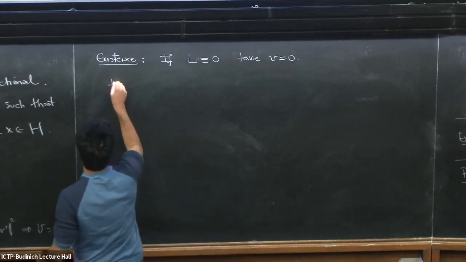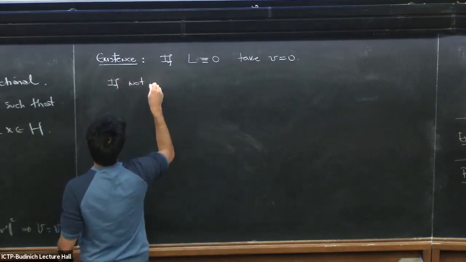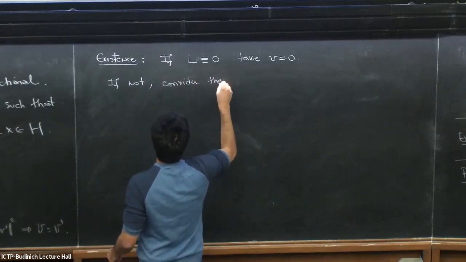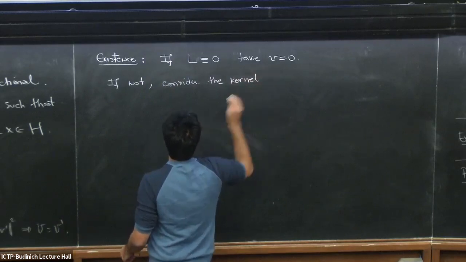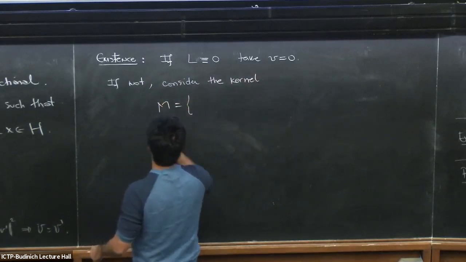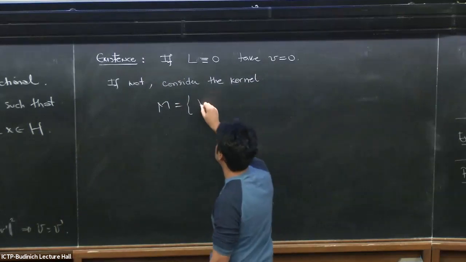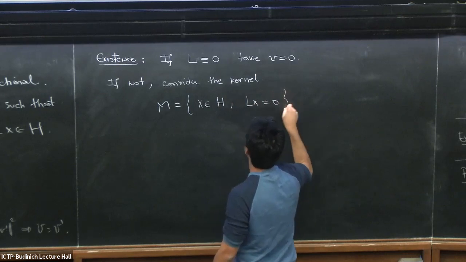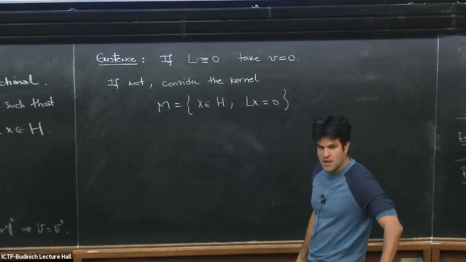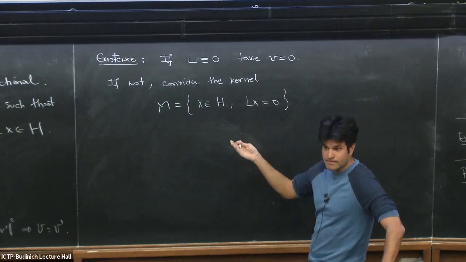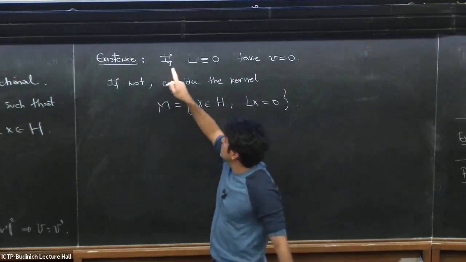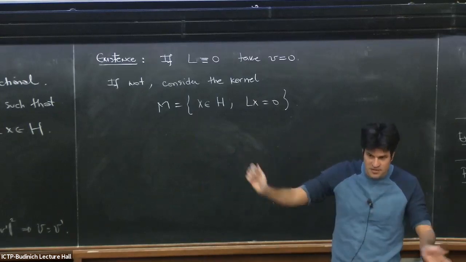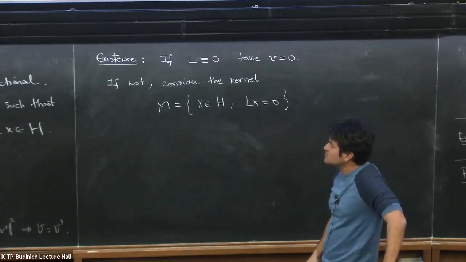If not, consider the kernel M. I'm going to consider the kernel subspace. M is the set of points X in your Hilbert space such that L of X is 0. Set of points that are mapped to 0. This is not everybody, because I'm assuming that L is not 0. So there is a point somewhere that L of that point is not 0. So that point doesn't belong to this subspace M.